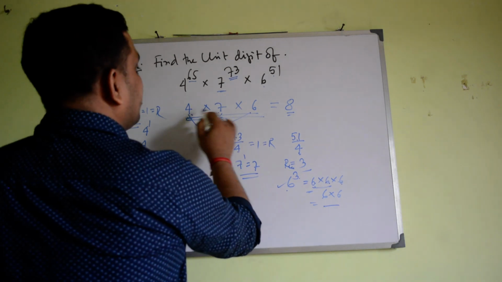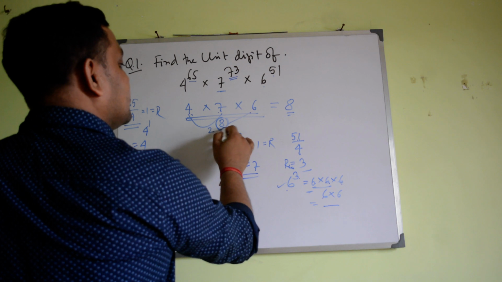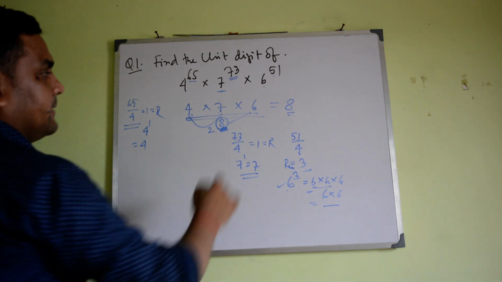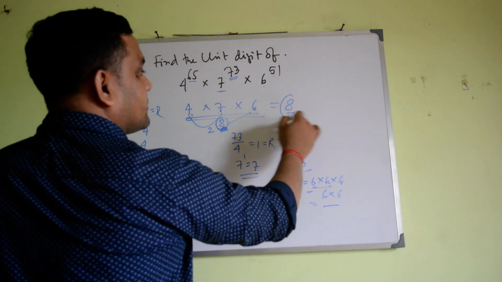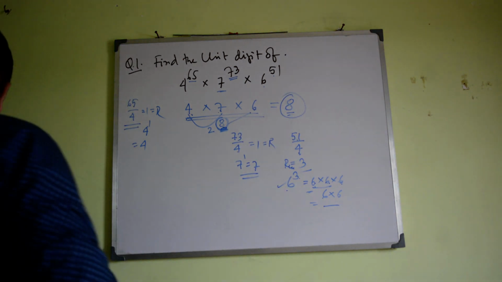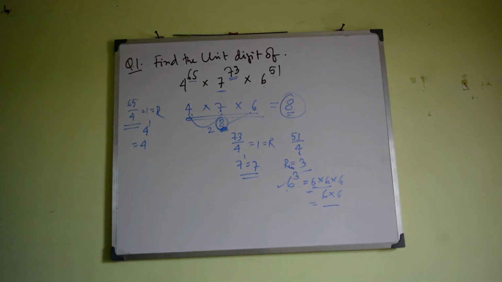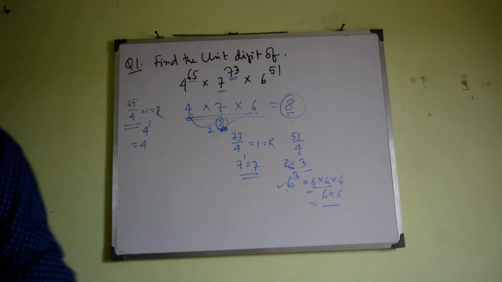So the answer is 4 into 7, 28. So 8, I just take the last digit, and 6 into 8, again the last digit. So what is your answer? Your answer is 8. Let's do another example.